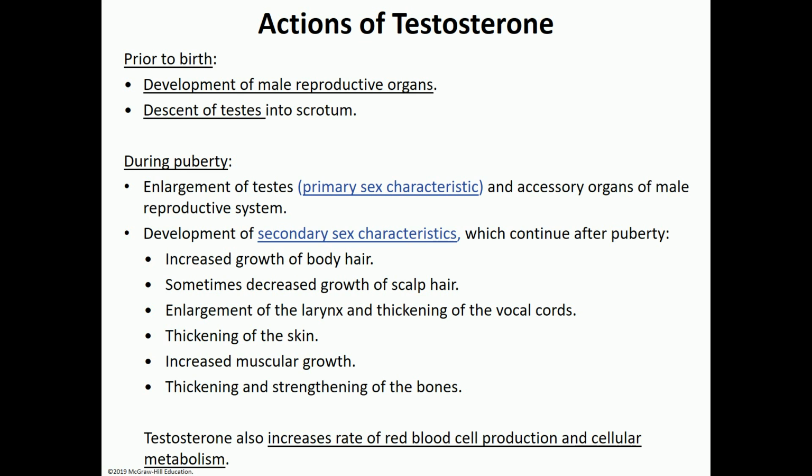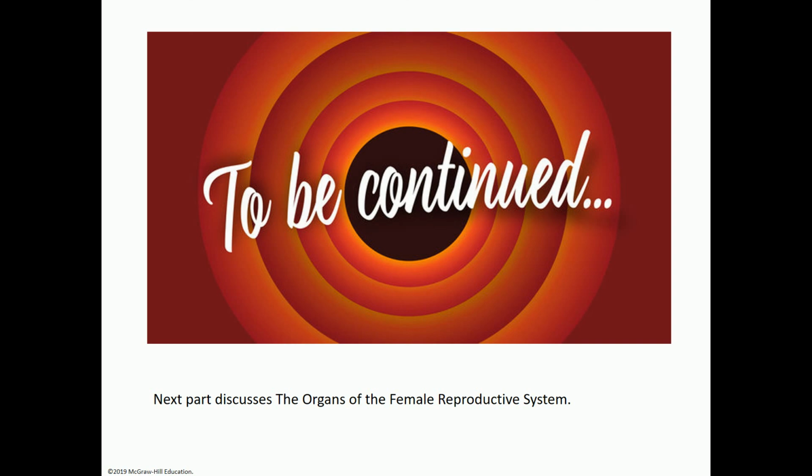Testosterone generally leads to an increased rate of red blood cell production. If you remember, when we were discussing the blood chapter, we said that as a general rule, males have a higher red blood cell count than females do, and in general they have a higher metabolic rate. These obviously cannot be generalized to everybody in the population, but on average. Now the next part, we will start talking about the female reproductive system.